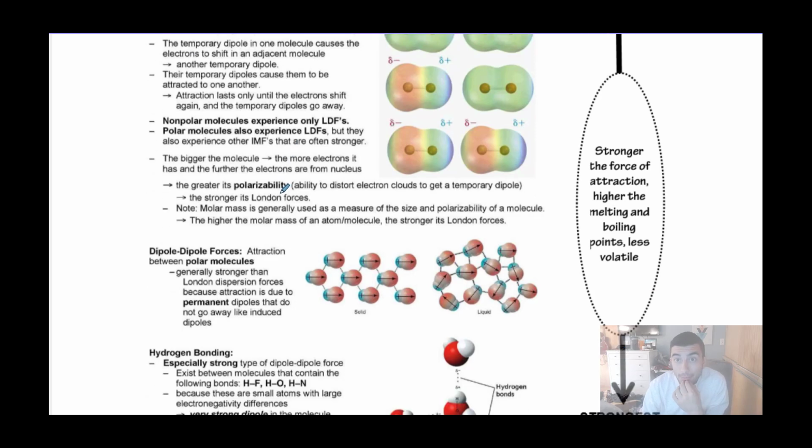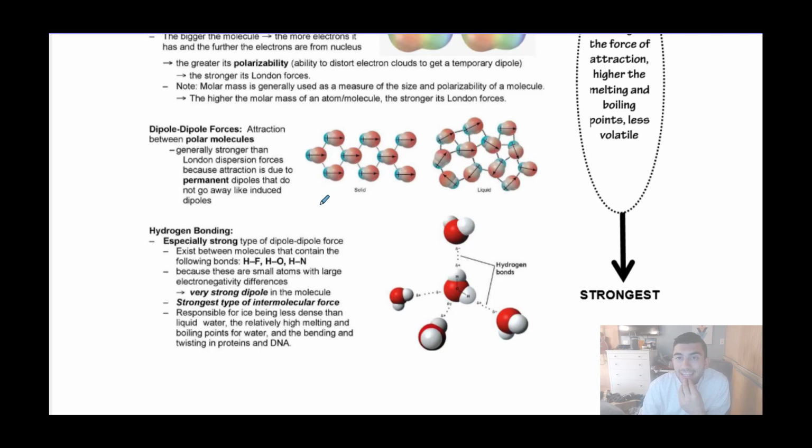That is a dipole-dipole force. So the dipole-dipole force is most prevalent in polar molecules. Polar molecules have dipole-dipole and dispersion, but dipole-dipole is most prominent, meaning it's the strongest there. And then hydrogen bonding, we said, is a really bad misnomer because it's not a bond at all. It's an additional type of intermolecular force, and it's really just another type of dipole-dipole.